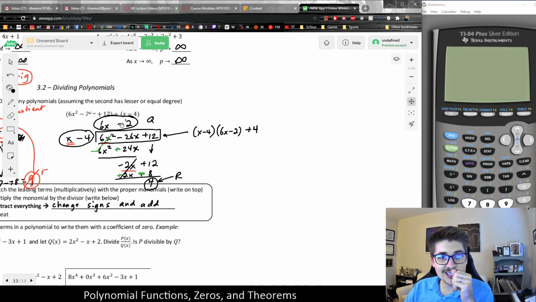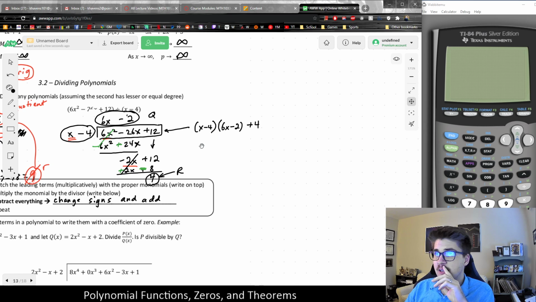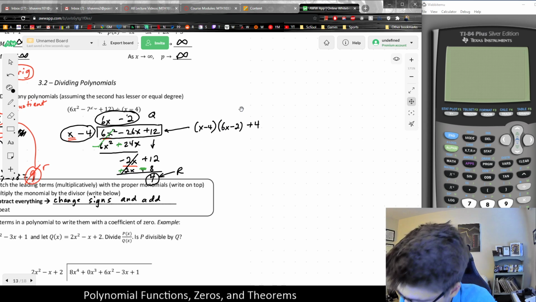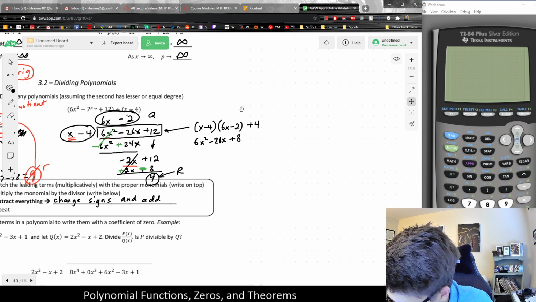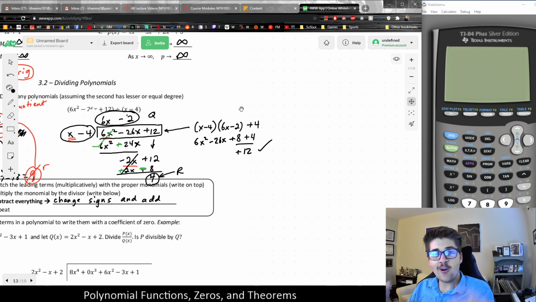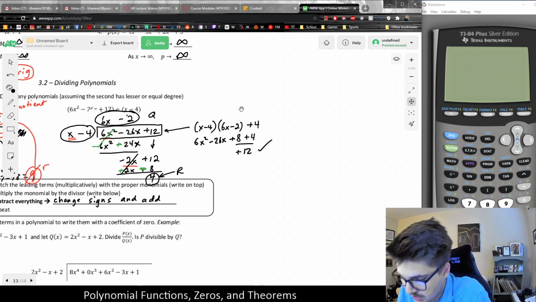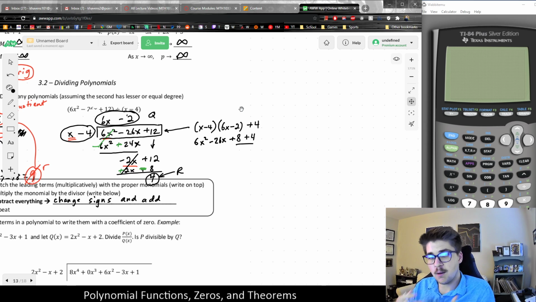And this is one of the ways to check yourself. You want to know, how do I know if I did this right? If I multiply these things together, we would get 6x squared minus 2x minus 24x, which would be minus 26x. Minus 4 times minus 2 is plus 8, plus 4. And notice that that would make plus 12. And so yes, it worked. It all adds back together. That's a quick way of checking your division. And in division in general, we want to see what comes through division and what is left over, if anything.